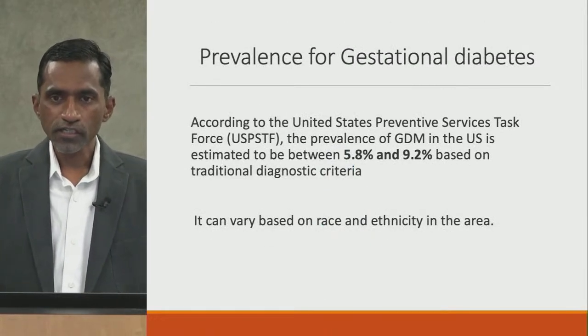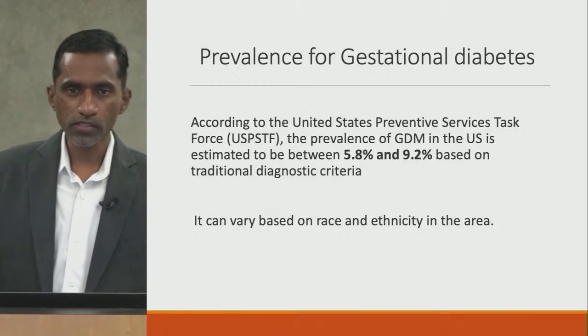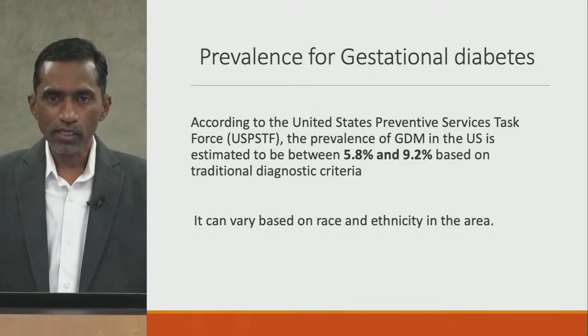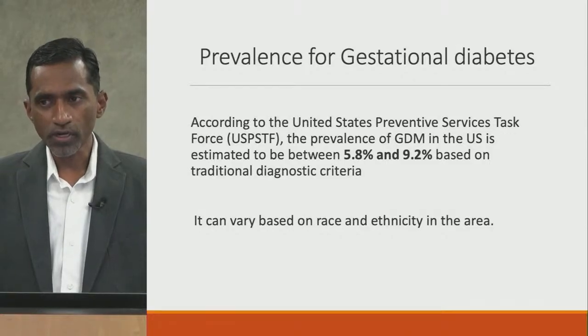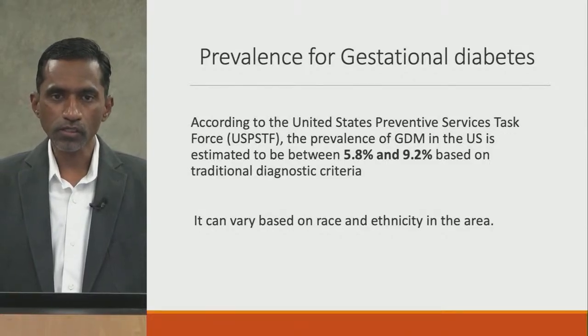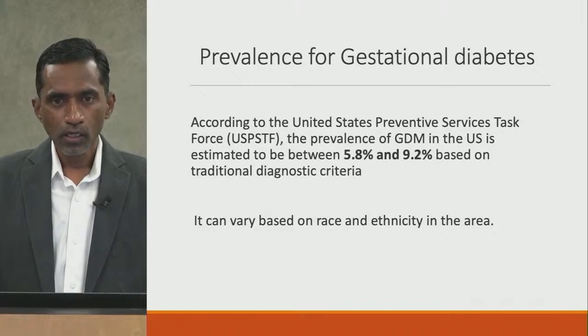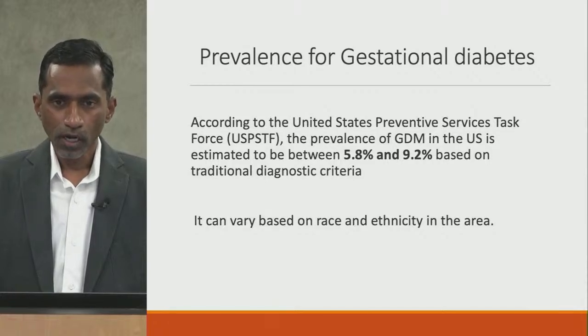Prevalence of gestational diabetes: according to the United States Preventive Services Task Force, short form USPSTF, the prevalence is usually between 5.8 and 9.2% based on the traditional diagnostic data, but it can vary in different areas based on the race and ethnicity in that area. And in Fremont especially, we do have a lot of pregnant women with gestational diabetes because of our diverse population here in the Fremont area.